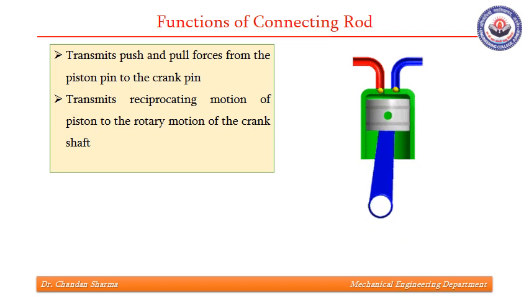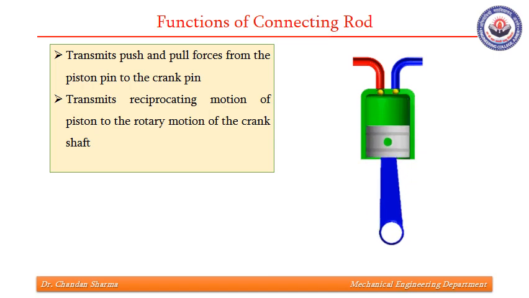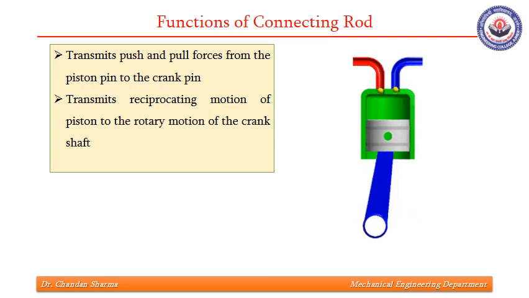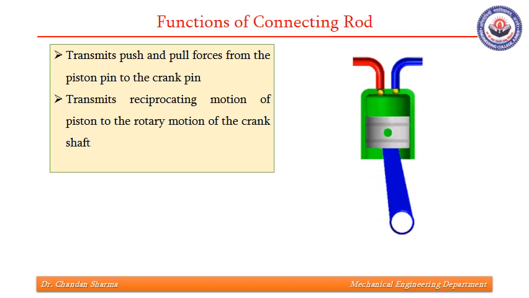The functions that a connecting rod performs are shown in this slide. This GIF image shows that connecting rod is used to transmit push and pull forces from the piston pin to the crank pin. Piston pin is that portion which connects connecting rod to the piston, and crank pin is that portion which connects crankshaft to the connecting rod. So we can say that connecting rod acts as a link between piston and crankshaft.